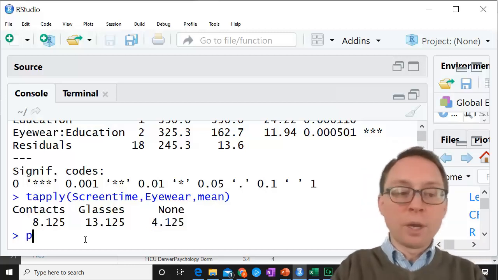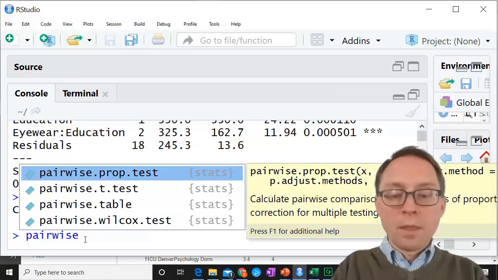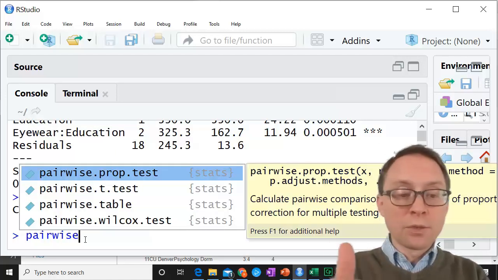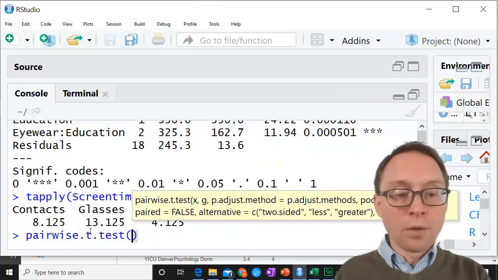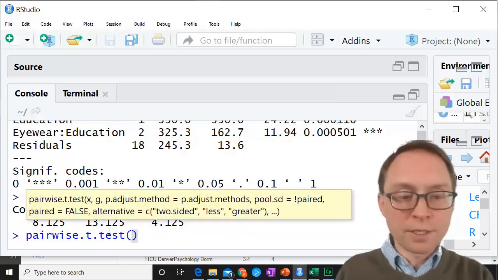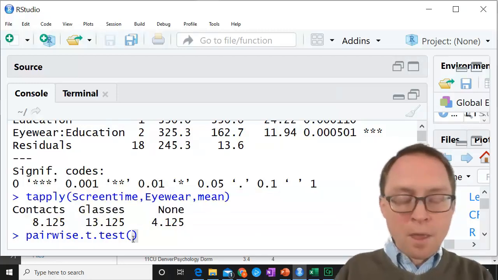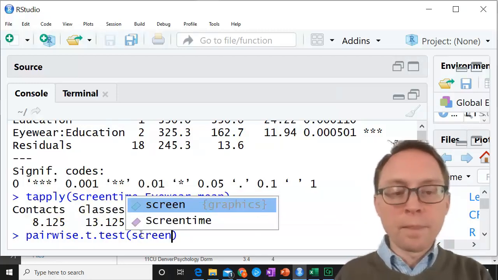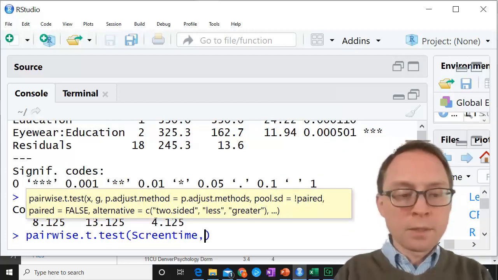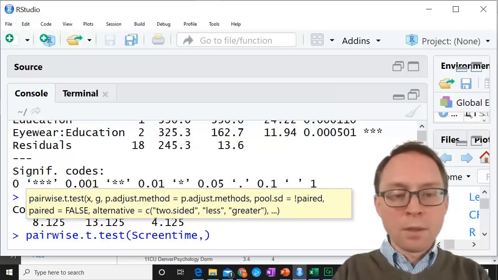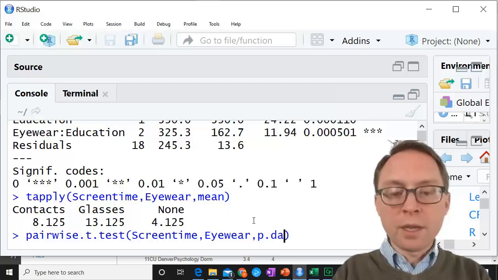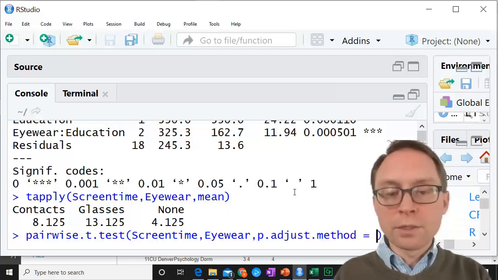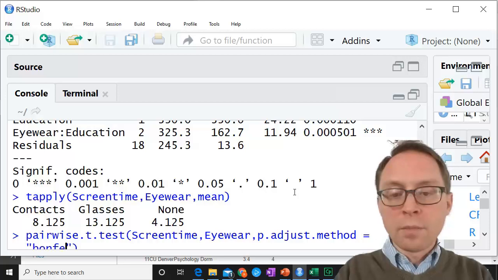So that means we need to run a pairwise t-test. Remember, I had hypothesized that people who wear glasses watch significantly less. By the way, I already know that that's not true because look, screen time is the highest right here. So I just look at the means and know that that's not the case. But let's see what the differences really are. Pairwise t-test screen time separated by eyewear. And then I need the p.adjust method. P.adjust method is going to be, in parentheses, Bonferroni.